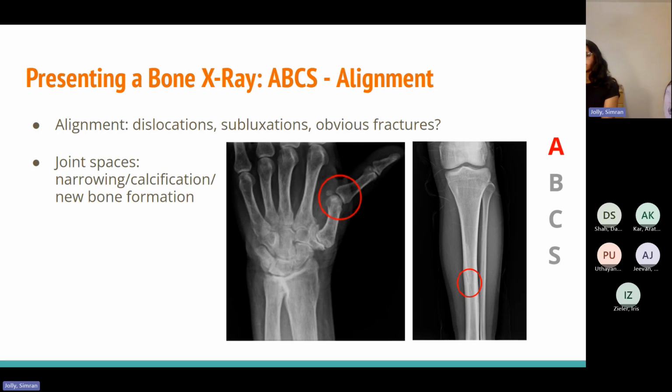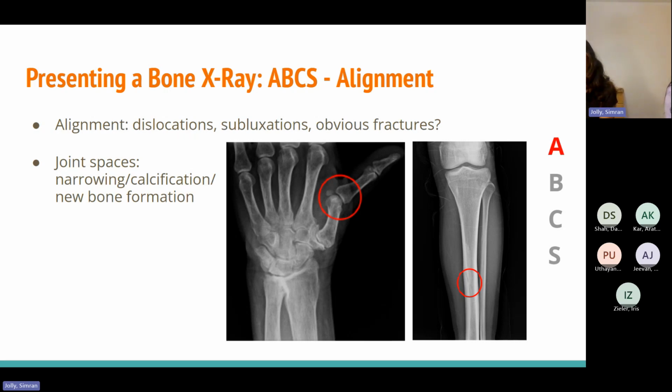A good way to make sure you don't miss anything is to trace your way around the bone, taking your time to do it. Here in particular, it's quite a faint fracture that you might not see if you don't trace around it. So that's just a good way to make sure you're not missing anything.